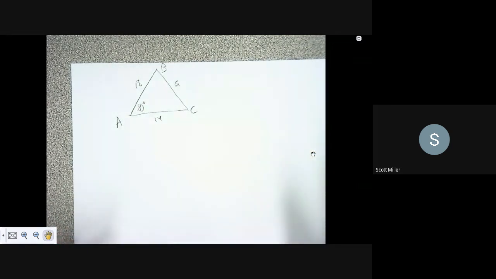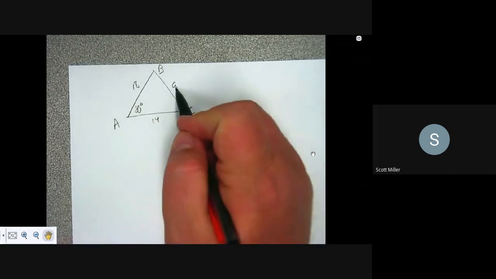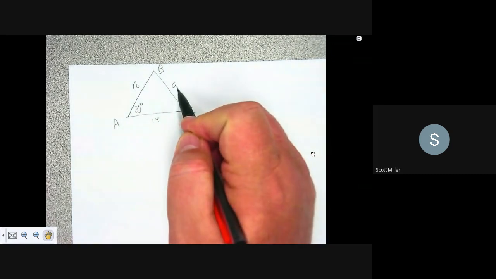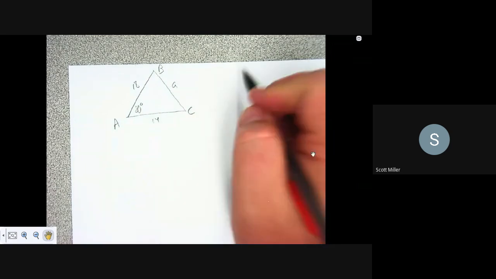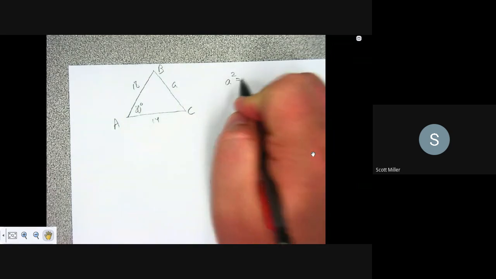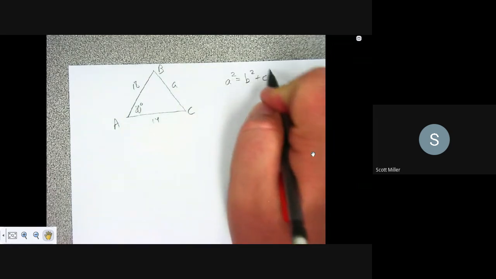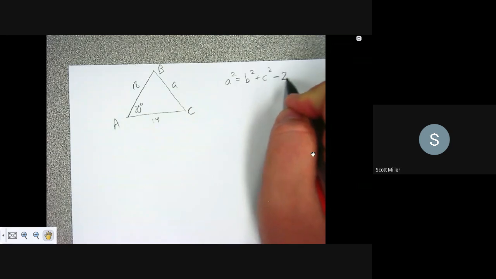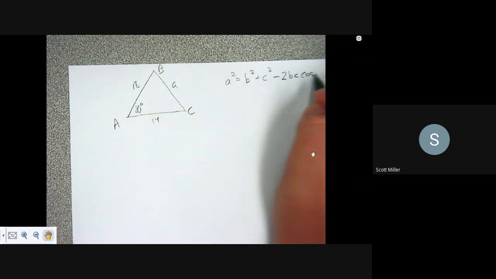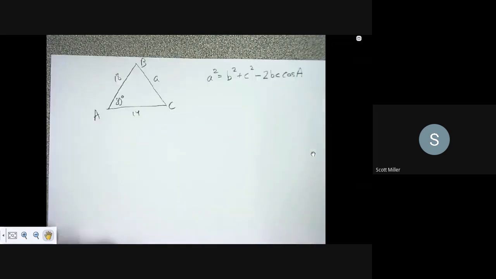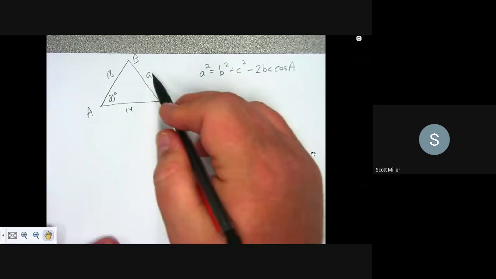So choose something to find. You can do whatever you want. In this case right here, we're kind of set up to find side A. So let's go ahead and find side A. So since I'm looking for side A, I'm going to use the formula that has A squared, and then it'll be B squared plus C squared, and then minus 2BC, and then the cosine of angle A. That's the formula for side A.